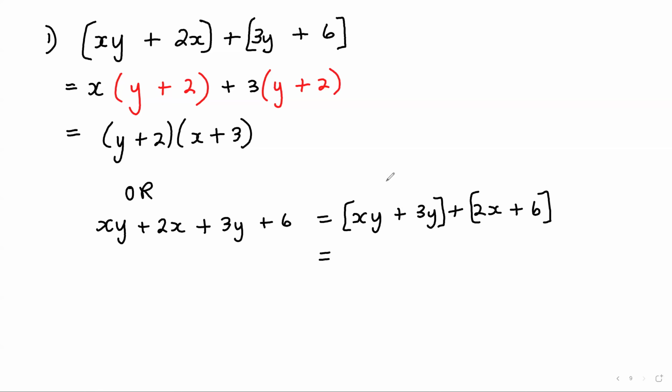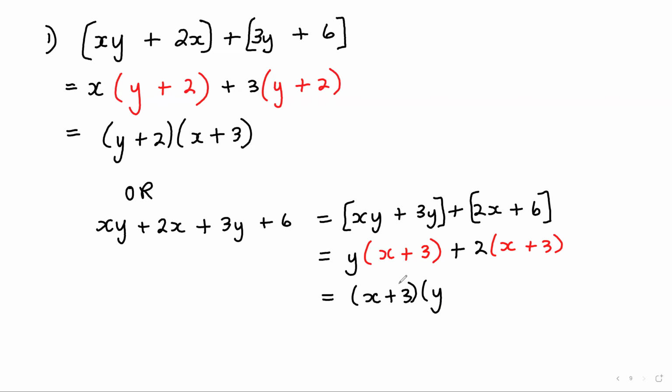The common factor between xy and 3y is y. So in brackets, I will have y times x is xy and y times 3 is 3y. And now my plus sign, the common factor between 2x and 6 is 2. And 2 times x is 2x and 2 times 3 is 6. So as you can see, I have the repeated factor x plus 3. So that's the common factor now. x plus 3 times y gives me y by x plus 3, and x plus 3 times 2 gives me 2 by x plus 3. So as you can see, guys, you still get the same answer.